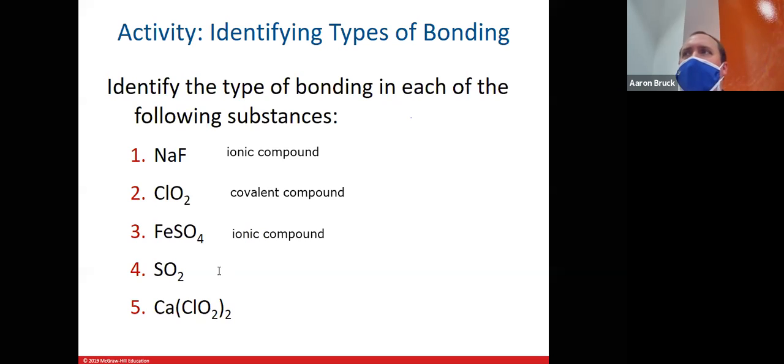SO2. Sulfur is a nonmetal. Oxygen is a nonmetal. I've got two nonmetals. This is covalent. Ca(ClO2)2: I've got calcium. Calcium is a metal. ClO2 with a -1 charge is the chlorite ion. This is calcium chlorite. This is an ionic compound.